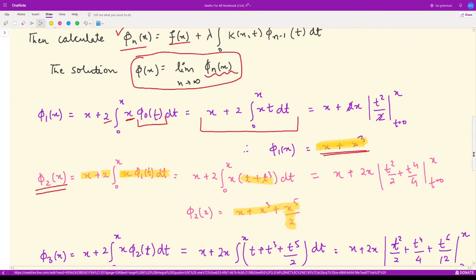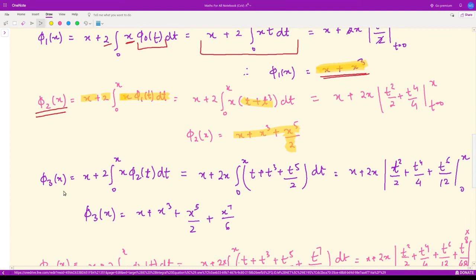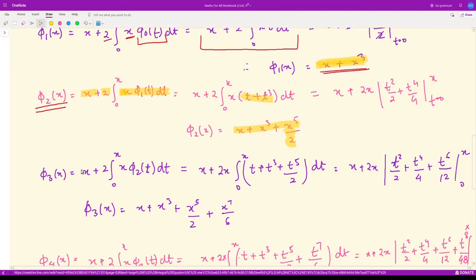So in a similar manner, you can calculate phi 3. For calculating phi 3, the formula remains the same. The only difference is that here instead of phi 1, now we have phi 2, right? So we'll put the values of phi 2 t, that would be t plus t cube, taking from here, and it would be t power 5 by 2. We can integrate this and substitute the limit, so we have something of this sort.